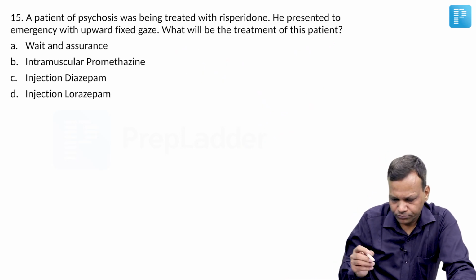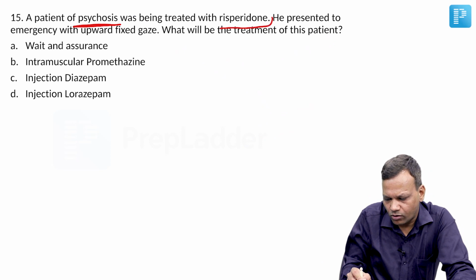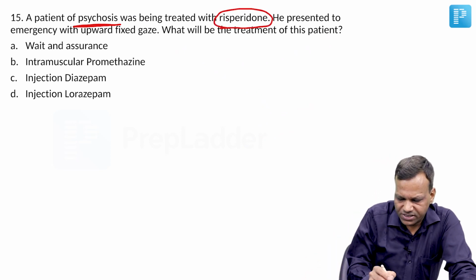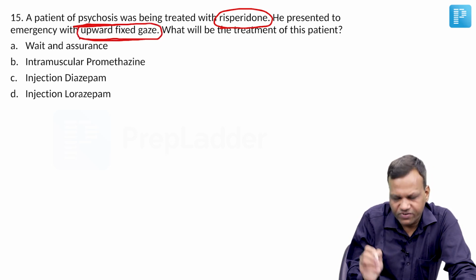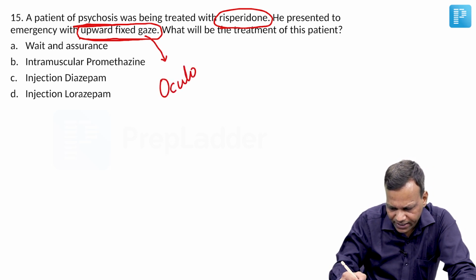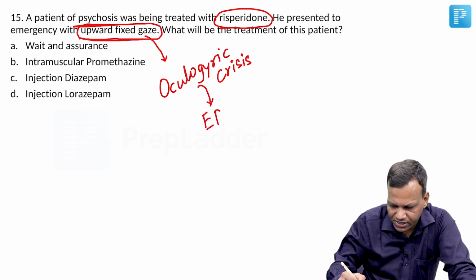Next question. A patient of psychosis was being treated with risperidone. So risperidone, we all know it is an atypical antipsychotic drug. He presented to emergency with upward fixed gaze. Upward fixed gaze, it is symbolizing the oculogyric crisis. Oculogyric crisis, or in simple language you can say it is a type of extrapyramidal symptom.